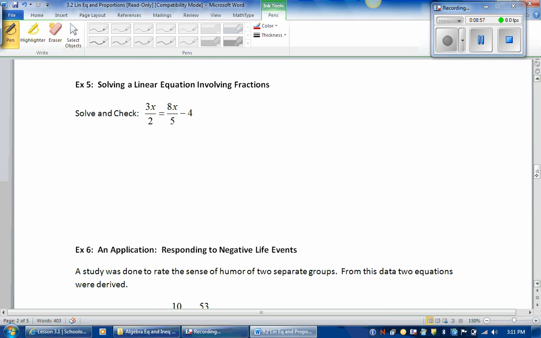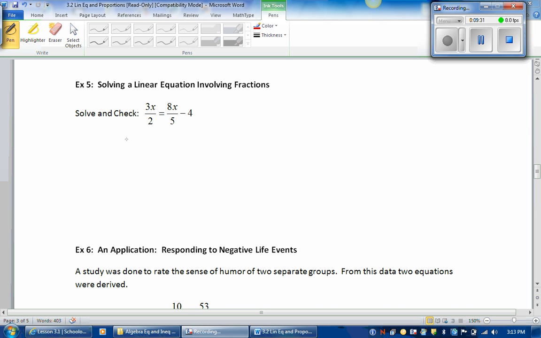Let's get a little bit harder. Now we're going to start getting into some fractional values. Okay. So, what you want to do for these ones is you want to get rid of these denominators. You don't want to deal with fractions. So the easiest way to do that is multiply both sides by a common denominator. Okay? The easiest way to find a common denominator is to take the denominators that you currently have and multiply them together. 2 times 5 is going to give me 10.